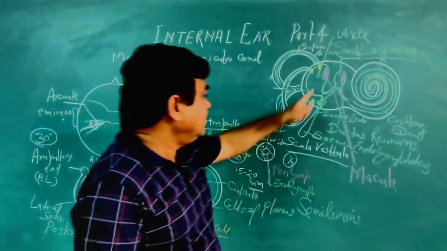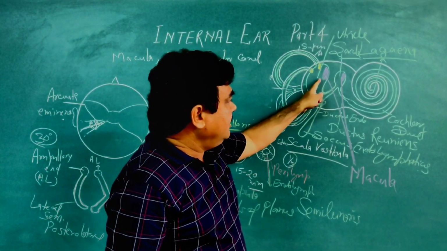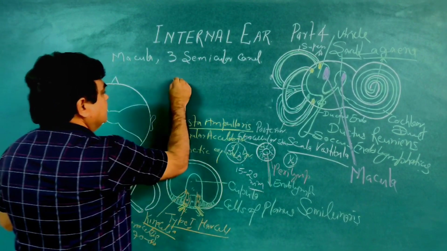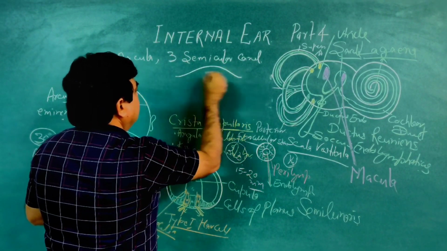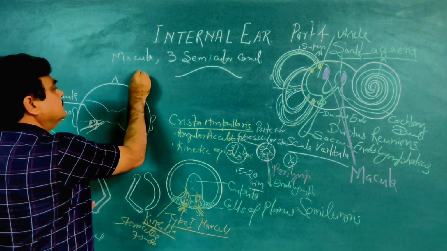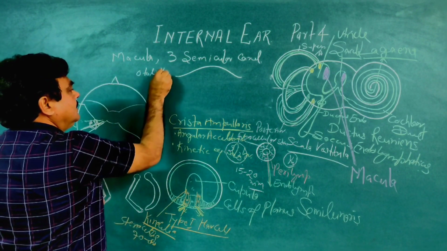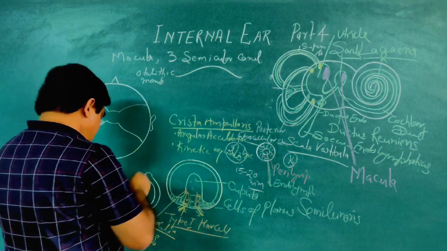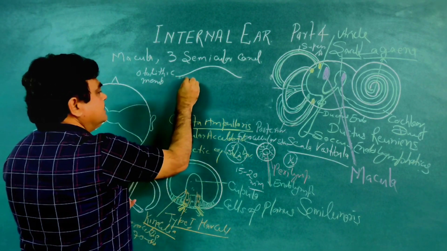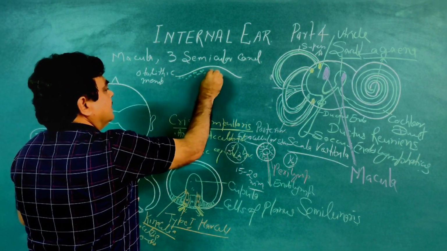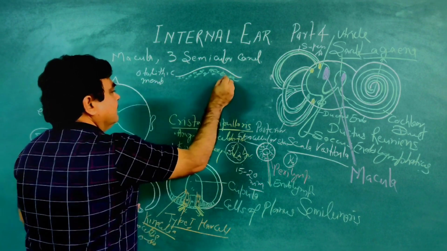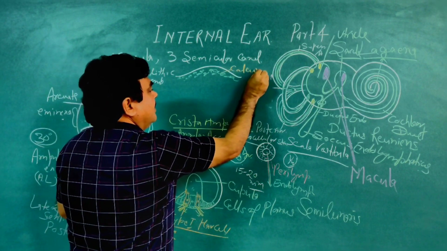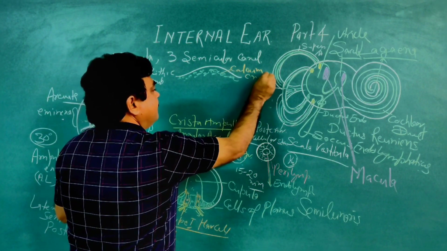And another thing you can see here, another sensory structure which is present in the utricle and saccule, that is macula. If you see histology of the macula, this is otolithic membrane. And below this membrane there are calcium crystals. These are the calcium crystals.